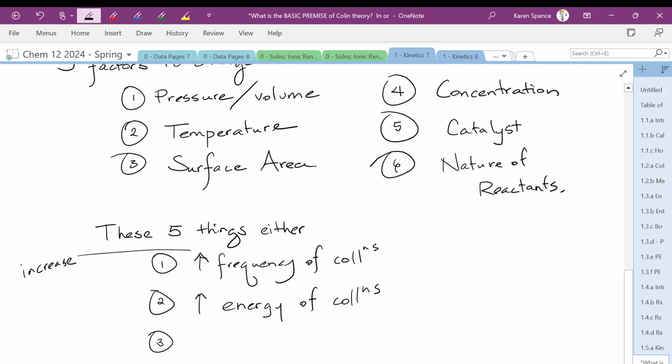Pardon me? I'm not hearing anything except rate. Increasing the rates. These are all things that affect rates. Yes. So 5 things either do this or this and thereby increase the rate. There's a third thing. You can decrease the energy required to react.